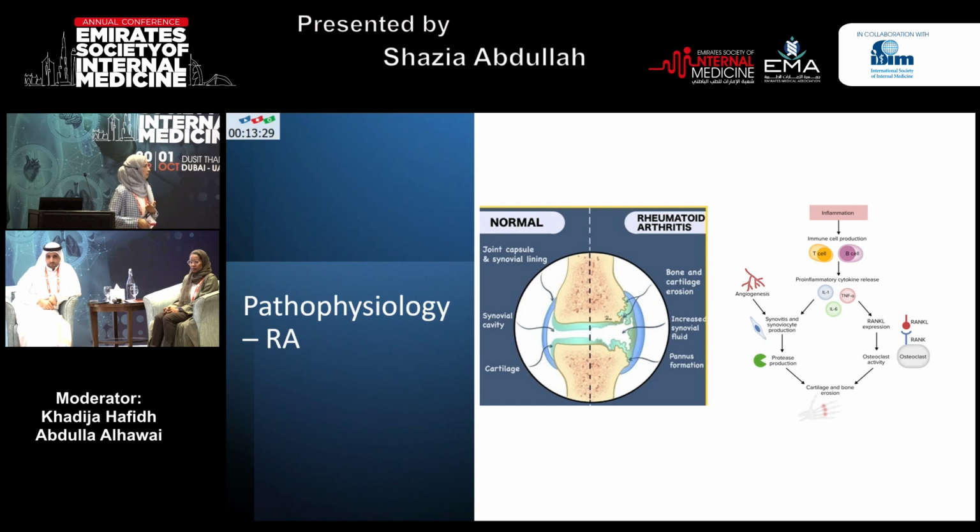They also drive many other pathways like the RANK ligand pathway, which stimulates the osteoclast, and it also produces some enzymes which eat up the cartilage and the bone, which causes the deformity of rheumatoid arthritis. And now that we know the pathophysiology, these are the important therapeutic targets when it comes to the biologic treatments.